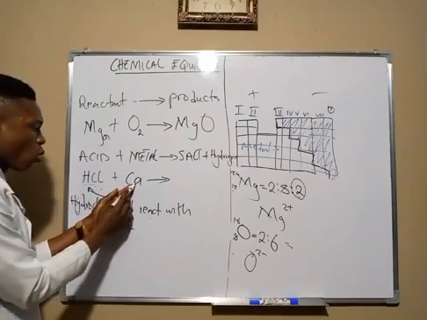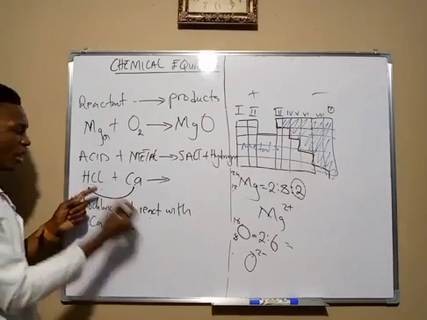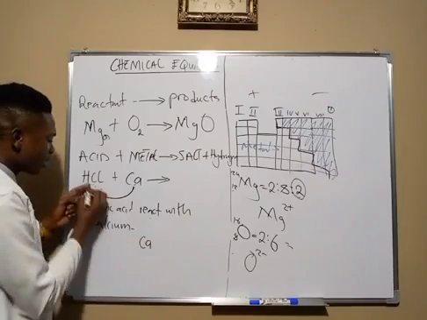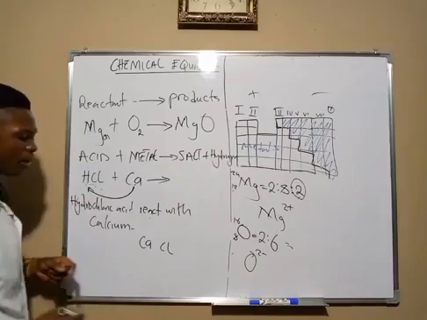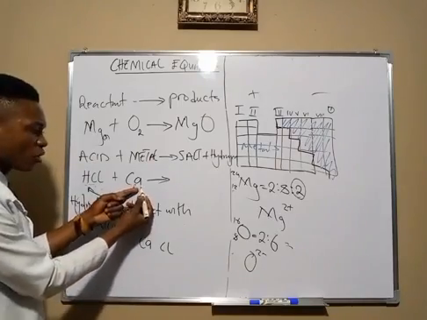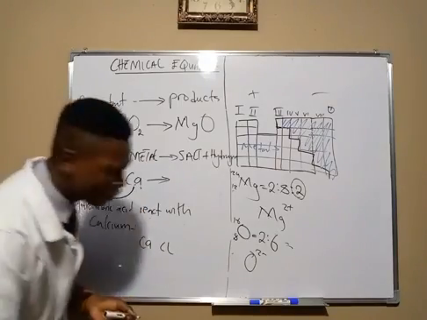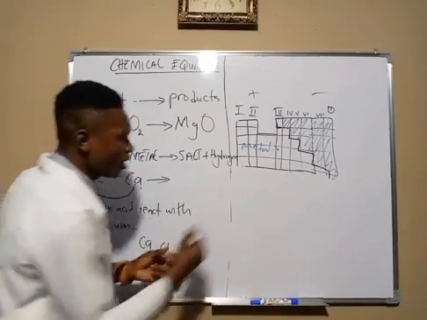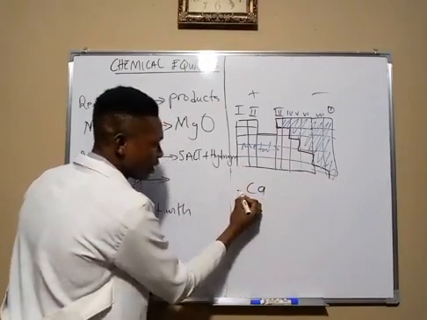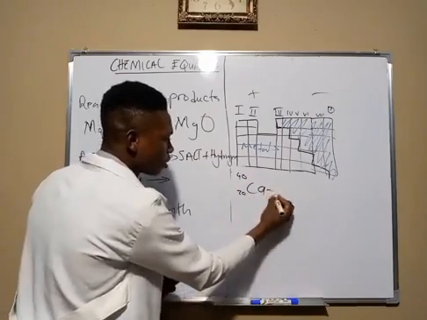A metal will replace hydrogen. So if a metal replaces hydrogen, there will be metal chloride. But what is the valency of this calcium? When you go on the periodic table, you find that calcium has 20 here, and here it has 40.